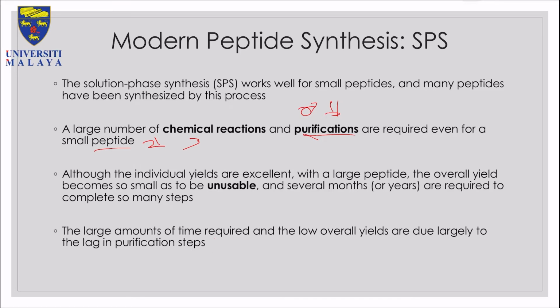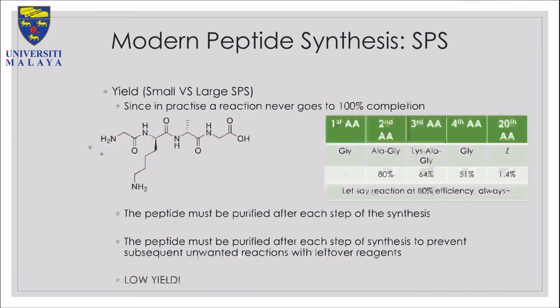Okay, so a large amount of time requires an overall yield largely due to lag in purification. Even though SPPS works well for a very short peptide, there are still disadvantages. Let's look at the disadvantages in a little bit more detail. Say if you want to synthesize, instead of a 4 amino acid peptide as I showed previously, 20 amino acids.